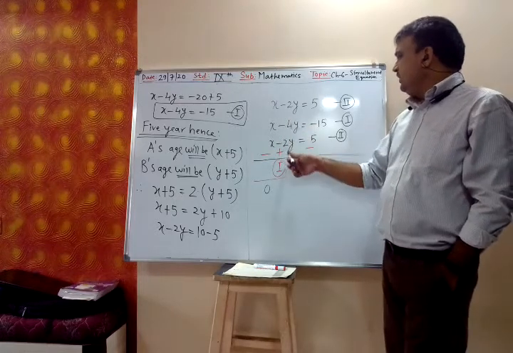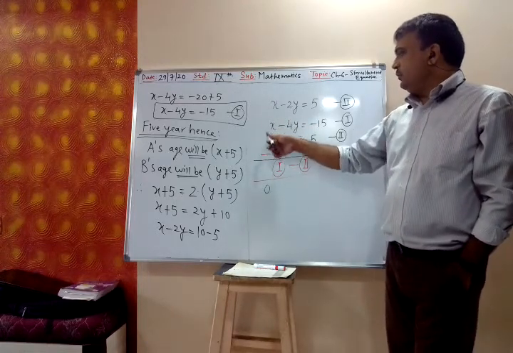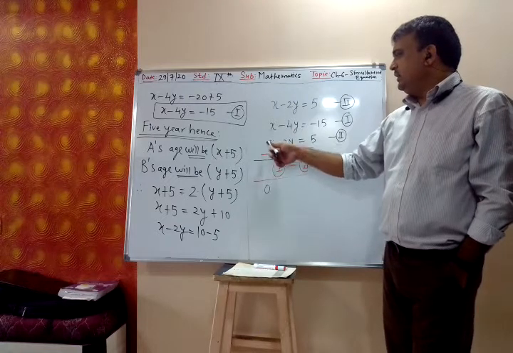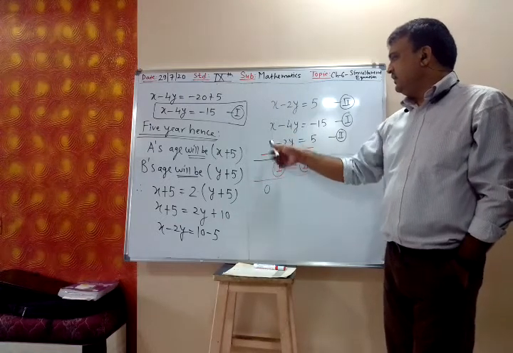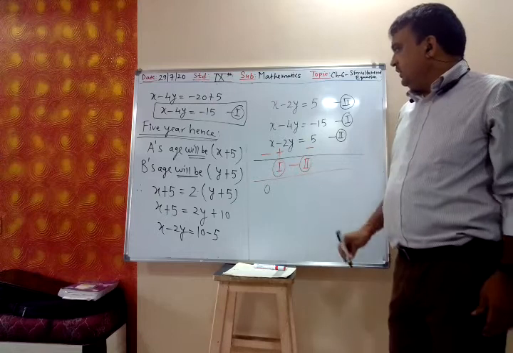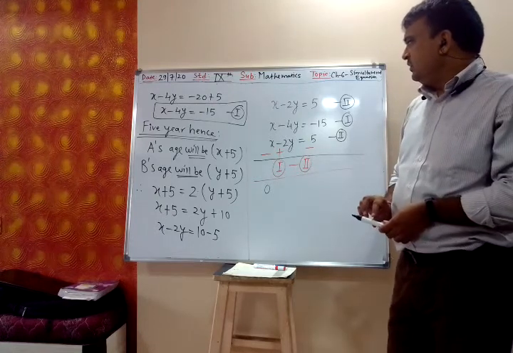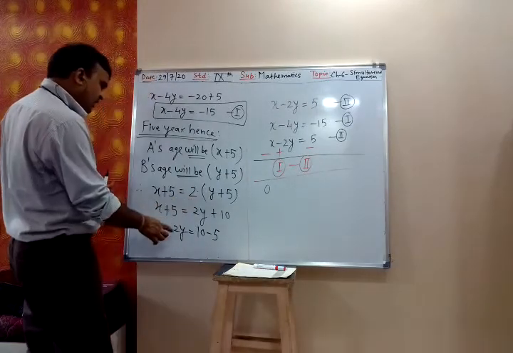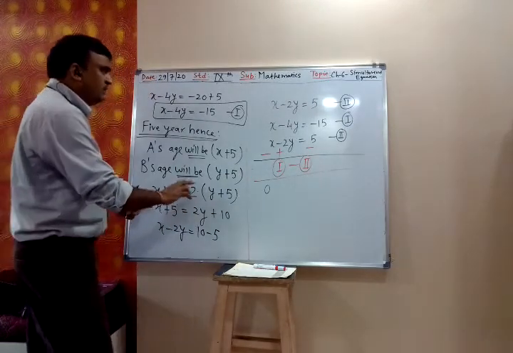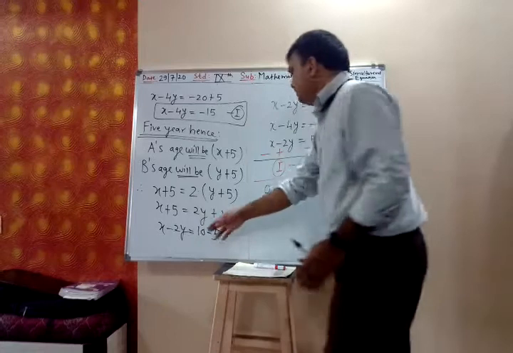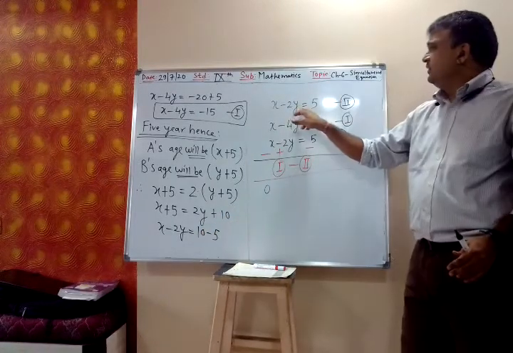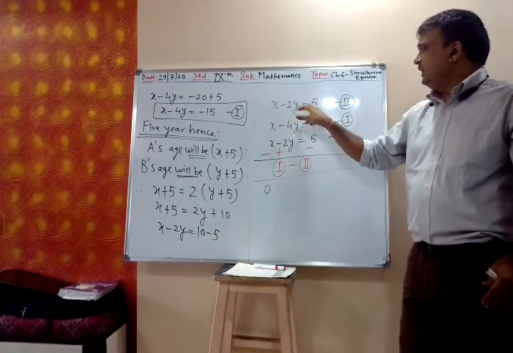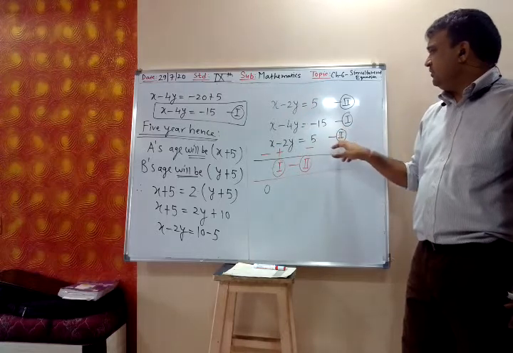So now equations 1 and 2. The x coefficients are the same, so with the same sign we subtract. Change the sign of x. Because it is given, no? x minus 2y is 10 minus 5, x minus 2y is 5, no? That is my equation number 2.